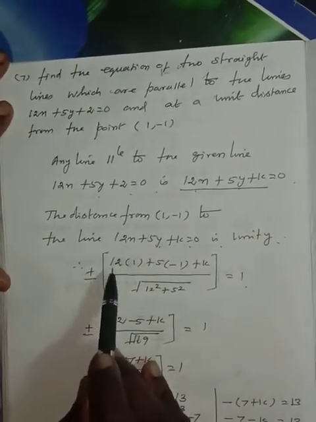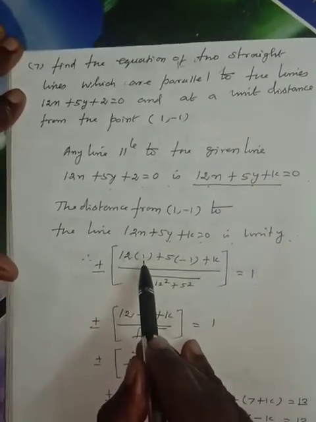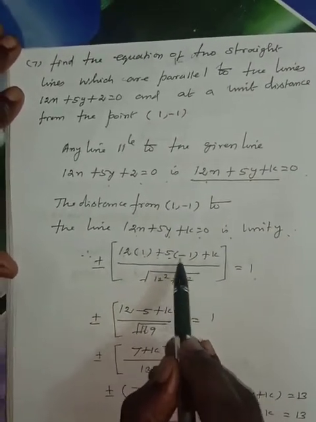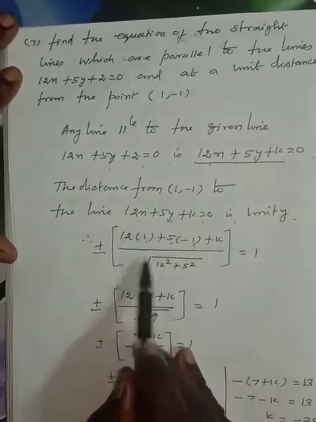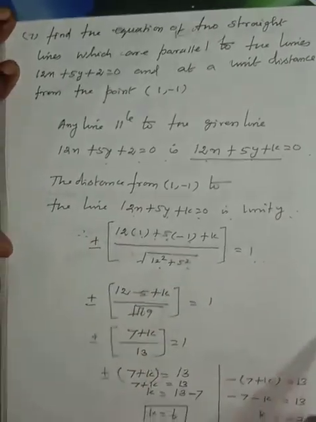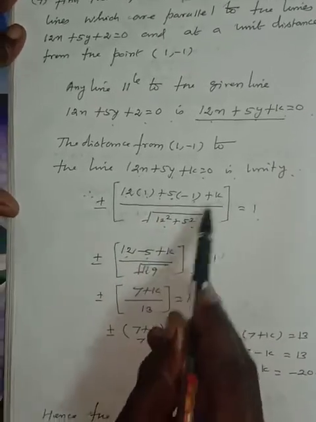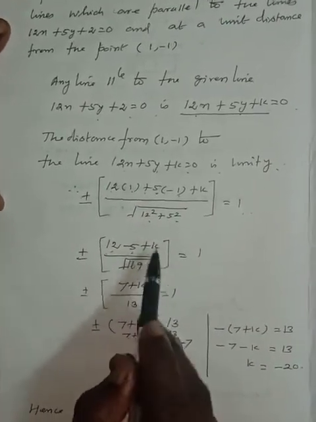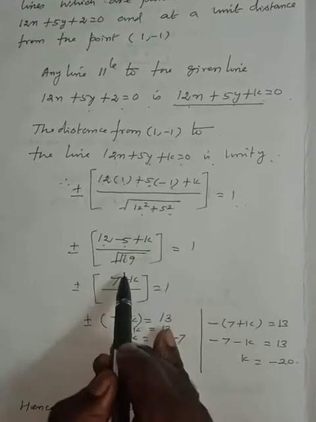Therefore plus or minus 12 into substitute x is 1, plus 5 into substitute y is minus 1, plus k, whole divided by square root of coefficient of x term whole square plus coefficient of y term whole square, is equal to 1. Now 12 into 1 is 12. 5 into minus 1 is minus 5, plus k, whole divided by root of 144 plus 25, which is 169.